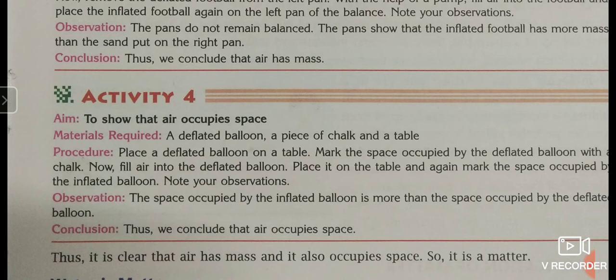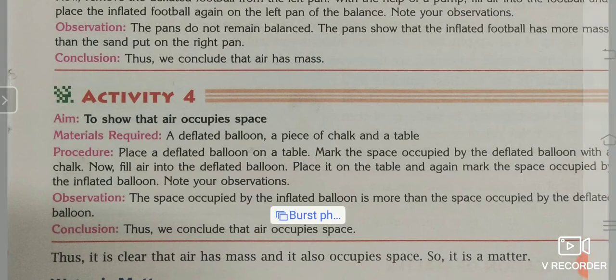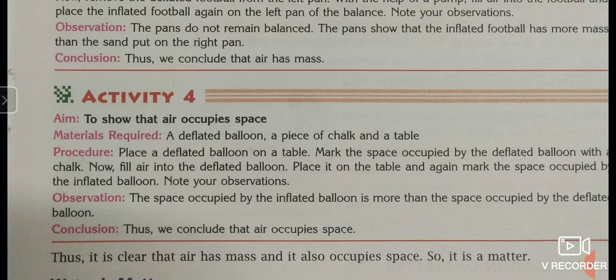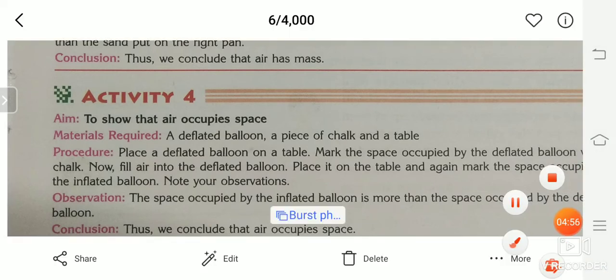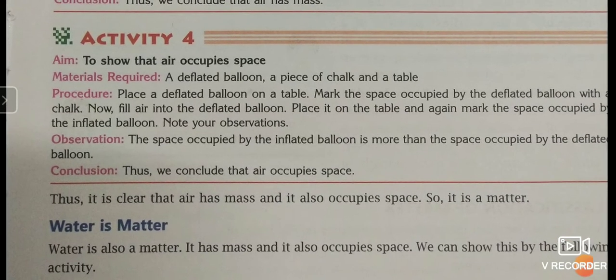In your book, the observation given is that the space occupied by the inflated balloon is more than the space occupied by the deflated balloon. If you are confused about inflated and deflated, a balloon which does not have air is called a deflated balloon. A balloon in which air is filled is called an inflated balloon. Thus, from this, we can conclude that air occupies certain space.